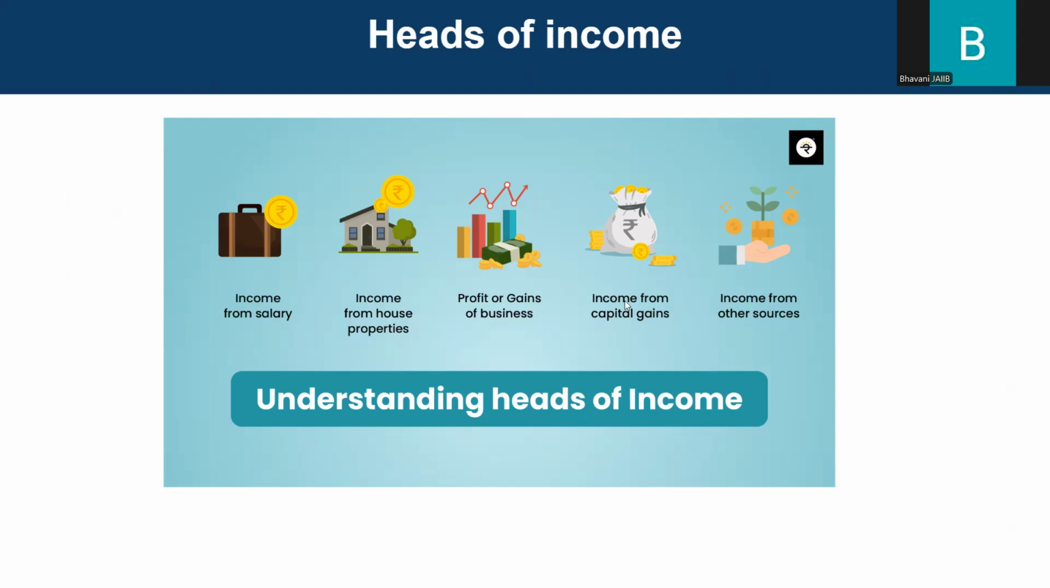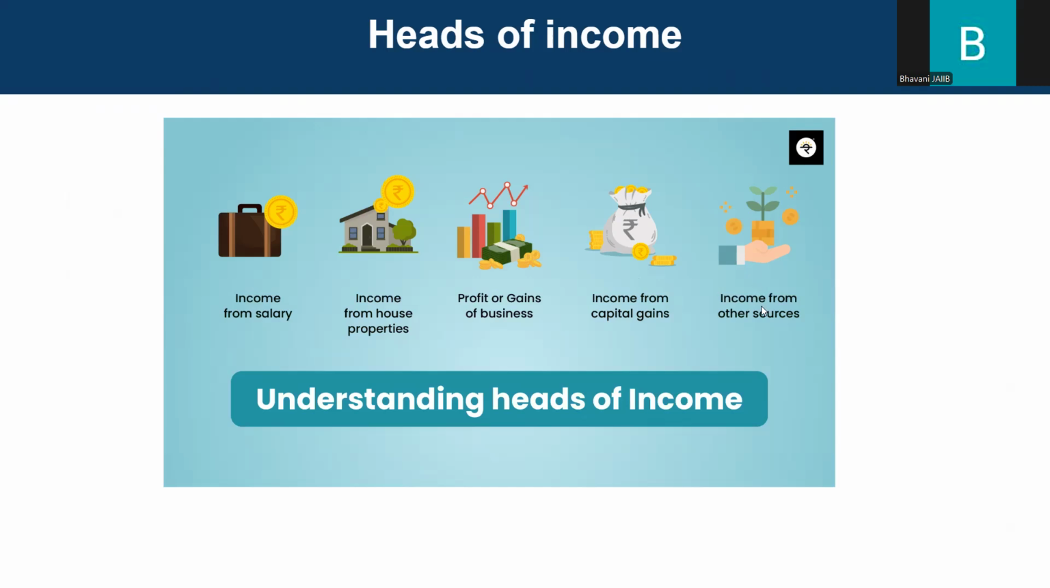Next is the income from capital gains. We'll be going more in depth about capital gains, but for now, income from capital gains means profit earned from selling a capital asset like shares, land or property, gold or mutual funds. So all these things come under this. You bought a plot for 5 lakhs and sold it for 8 lakhs. So the 3 lakhs is called the capital gain. That profit of 3 lakhs is considered the capital gain.